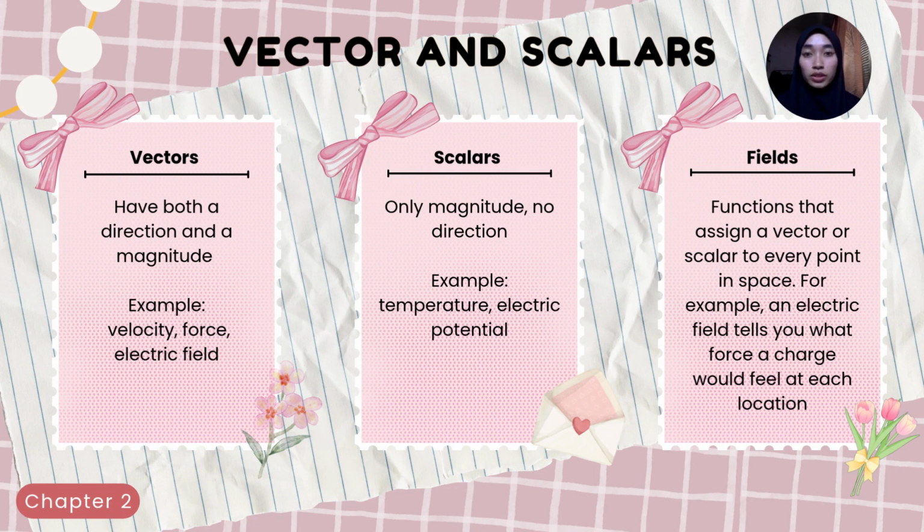For Chapter 2, starting with the fundamentals of math for electromagnetics: vectors, scalar, and fields. Remember, vectors have both a magnitude and a specific direction, like velocity or an electric field. Scalars, on the other hand, only have magnitude. Think of temperature or electric potential. Finally, fields are functions that assign a vector or a scalar to every single point in space, allowing us to describe physical force at any location.